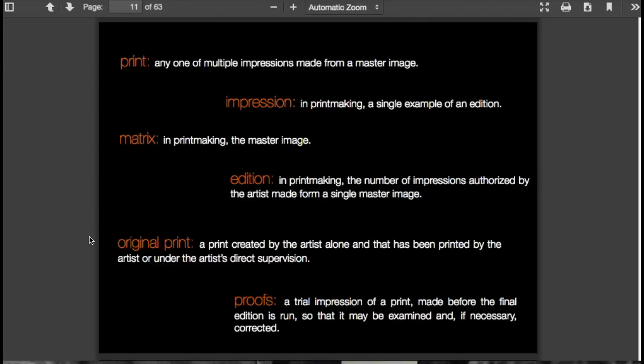And then lastly, we have this term proof. So this is a trial impression of a print made before the final edition is run. So that way it can be examined and corrections can be made. Maybe colors are a little too heavy in certain areas or they need to be deeper. Maybe when you incise certain parts of the printing plate, it was too light. So these are those proofs, those practice runs, so that an artist can then make the adjustments to create the actual prints to fill in an edition.